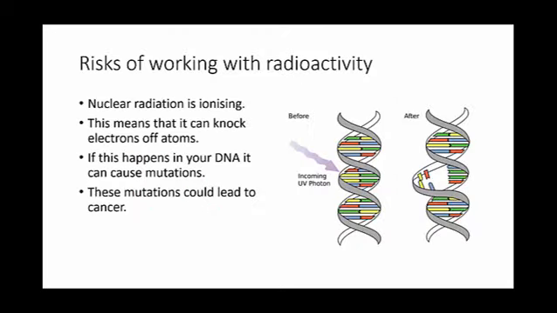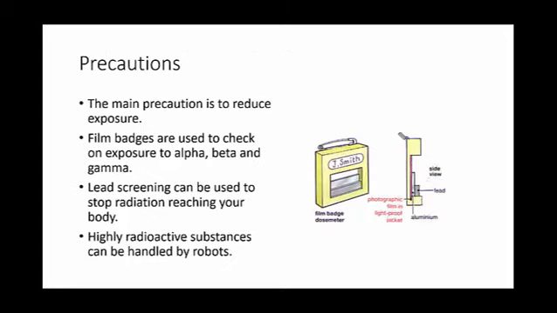Right, now working with radioactivity, nuclear radiation, so alpha, beta, gamma, is ionizing. That means it can knock electrons off of atoms, and if that happens in your DNA, it can cause mutations. Now, the problem with mutations is that they can cause cancer. So we need to take precautions, and the main precaution we use is to reduce exposure. And we use film badges to check on the amount of exposure to alpha, beta, and gamma.